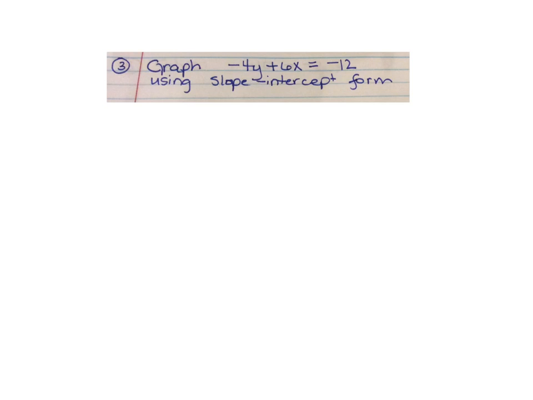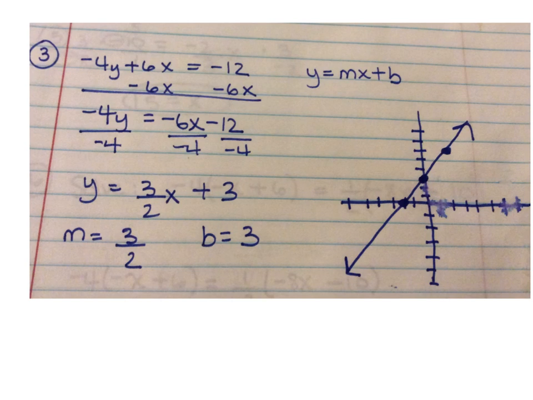Here's problem number 3. You're going to graph negative 4y plus 6x equals negative 12 using the slope-intercept form. And again, you're going to need graph paper for this problem. The answer to number 3 is the line that I have graphed. So the first thing we have to do is transform this equation because it's not in slope-intercept form. So the first thing I did, remember I want to get y by itself, so I'm going to circle y just to show I want to get it by itself.